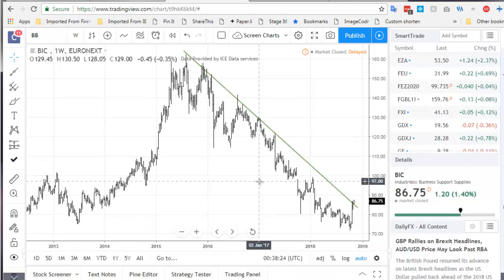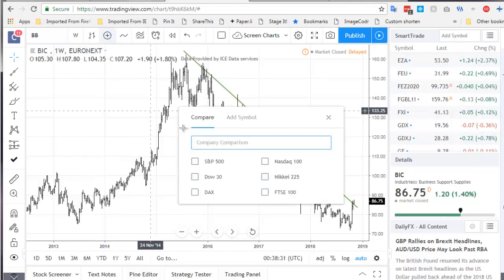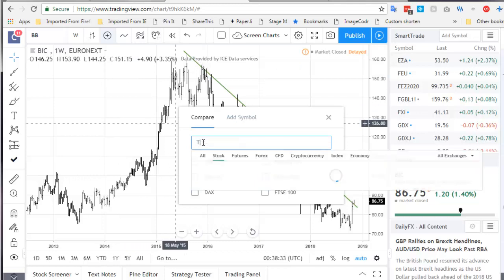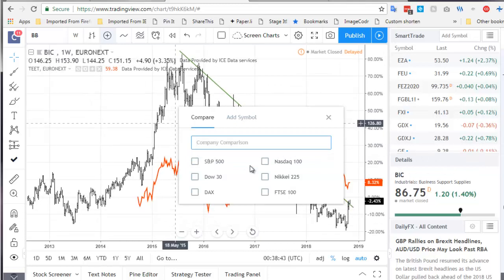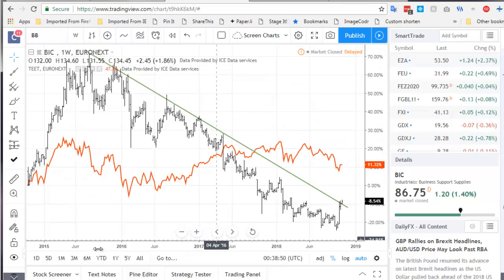So what I'm going to do is leave that chart there. I'll leave it as a weekly chart, and I now want to compare BIC to a European index. The European index I'm going to use is an ETF traded in Amsterdam called Think European. The ticker is TEAT. I'm going to push it back. TEAT hasn't been listed that long.